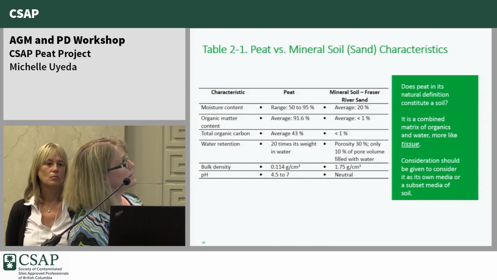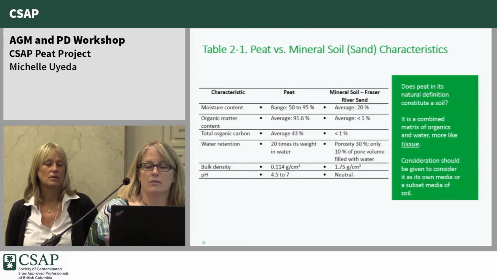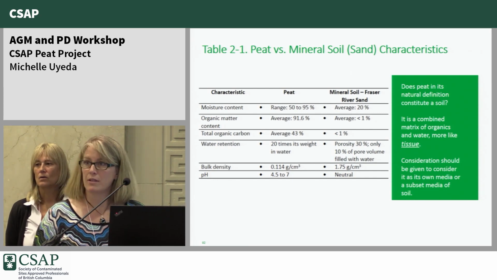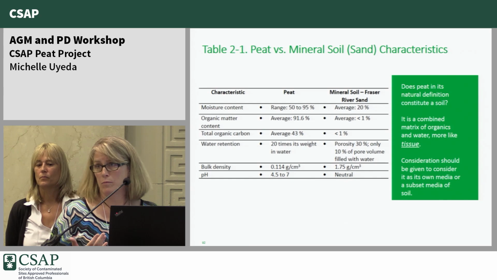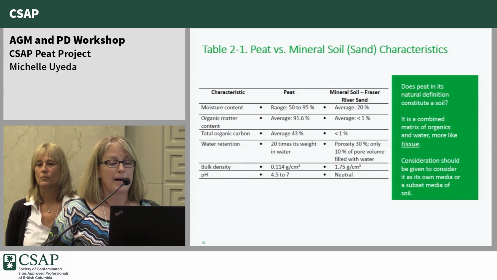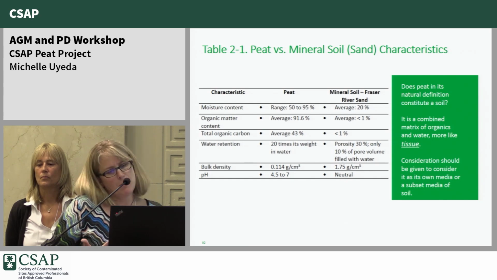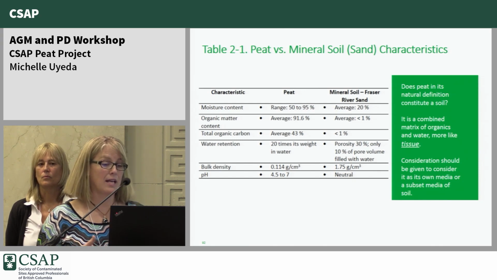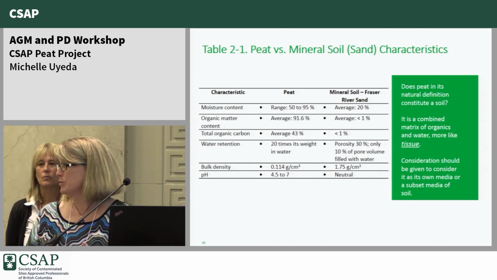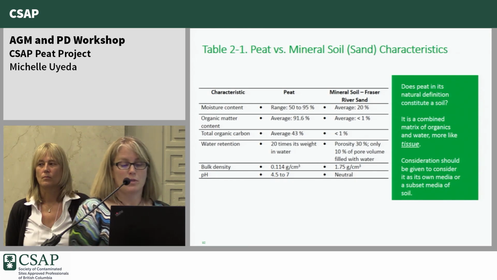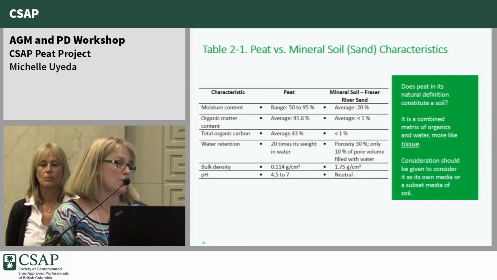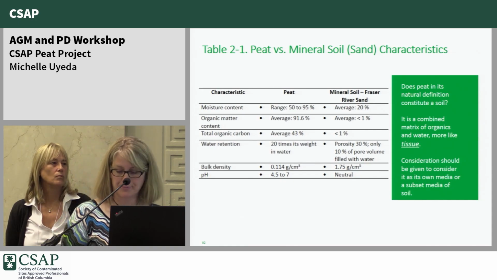And so when you look at all these characteristics, you kind of wonder about the natural definition of peat. Does it constitute a soil? It is considered a soil in the BC regulatory regime. But maybe we should possibly look at it as a matrix of organics and water, more akin to tissue. So we should give consideration to it as its own media potentially, or a subset media of soil.